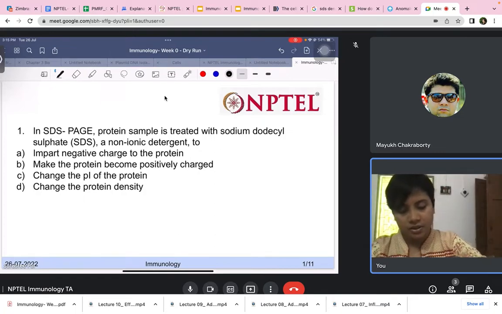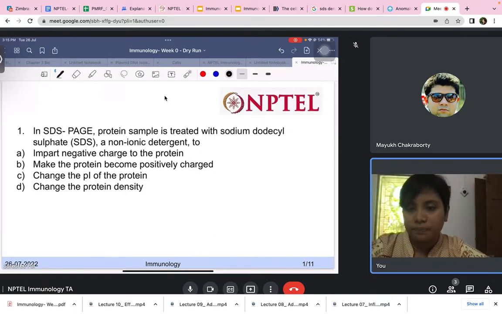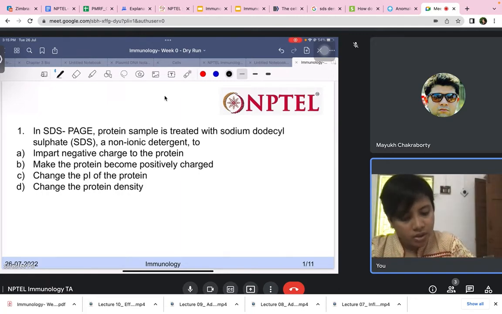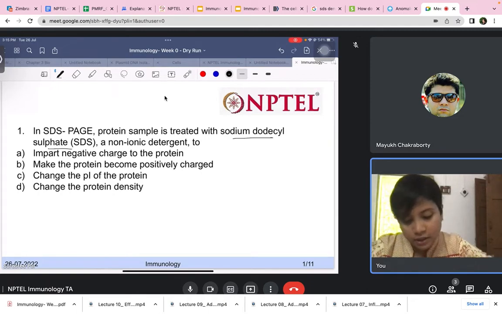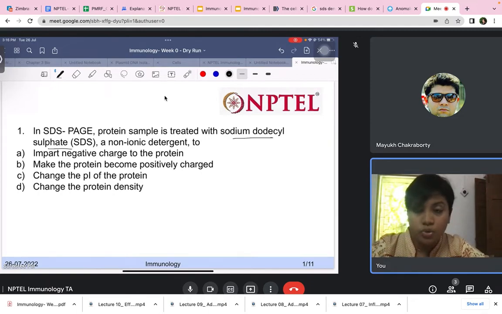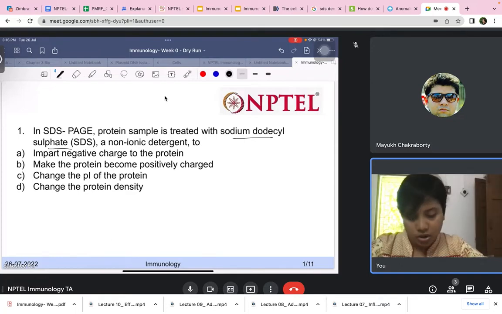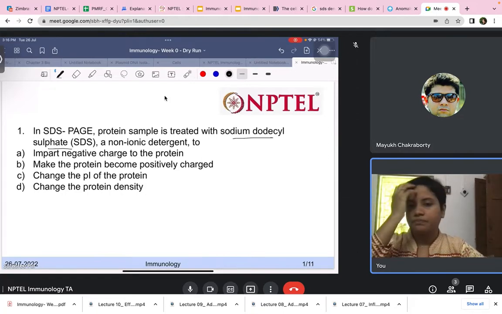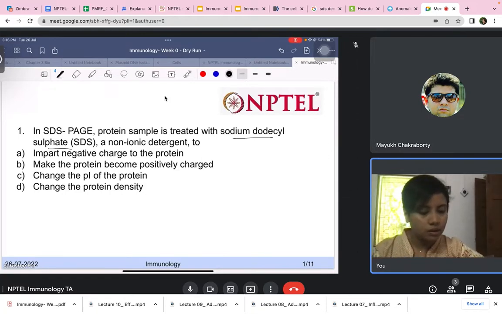The first question that you can see here on the screen is: in SDS PAGE, a protein sample is treated with sodium dodecyl sulfate or SDS. This is a very common detergent used. What is its function? Impart negative charge to the protein, make the protein become positively charged, change the pI of the protein, or change the protein density. So this SDS molecule is a detergent, and the use of SDS in SDS PAGE is that the protein samples are run in a gel.